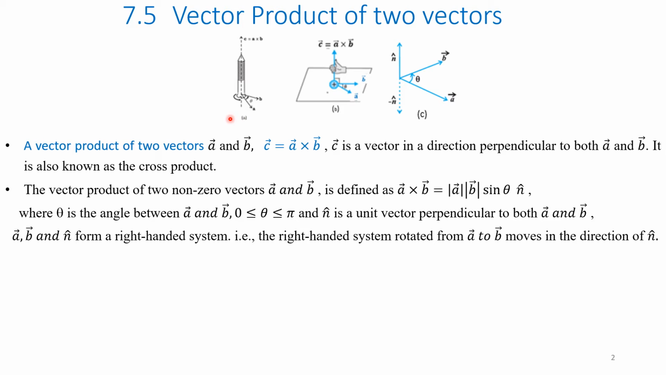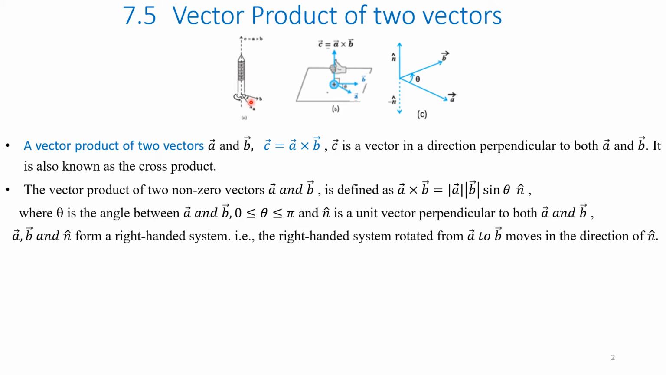Consider a right-handed screw with its head lying on the plane of A and B as shown in figure A, and the screw perpendicular to this plane. Then if we turn the head of the screw in the direction A to B, then the tip of the screw moves upwards, that is, moves in the direction of vector C. This is the right-handed screw rule, and it is shown in the figure above.